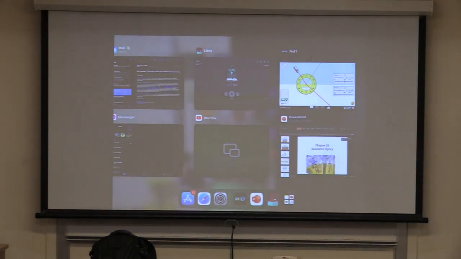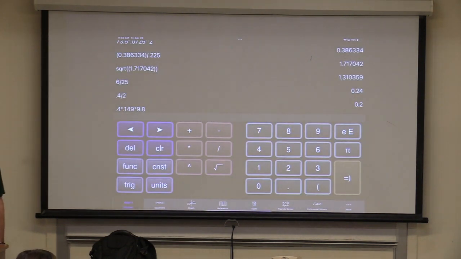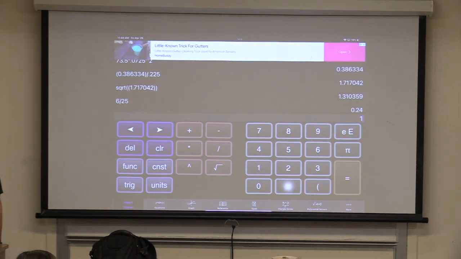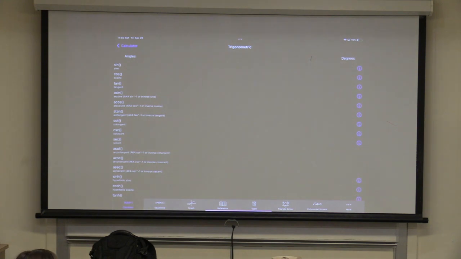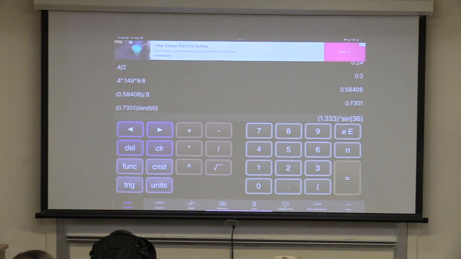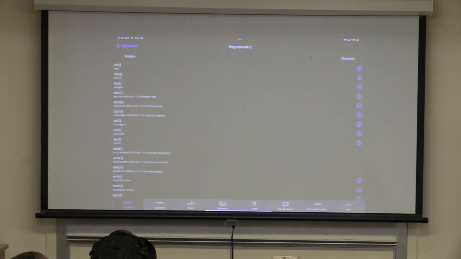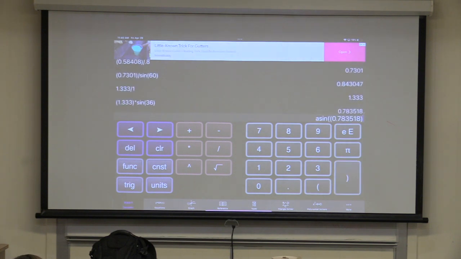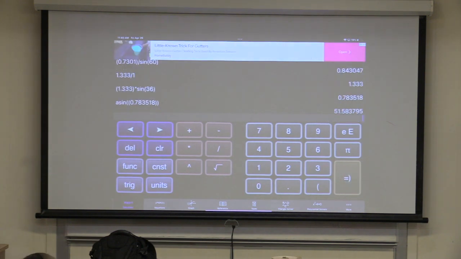I'm going to double check your numbers just to be sure. N1 is 1.333 divided by N2, which is 1. That's 1.33. That answer times the sine of our incoming angle, which we said was 36. That's the inside part. Now I'm going to take the inverse sine of my answer there. I do have it in degree mode. Good. Equals 51.6. Rock and roll. Sweet.